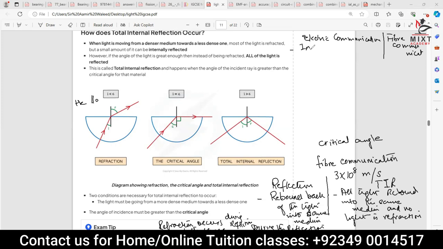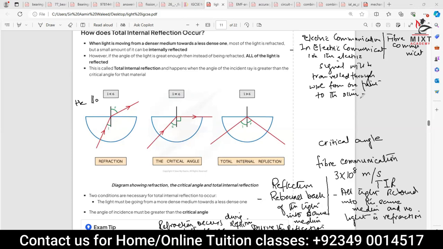Remember that in electric communication, the electric signals will be traveled through the wire from one point to the other. This is for the electric communication, whatever communication you will have through the wires. Remember that. And what about in fiber communication, Ibrahim?